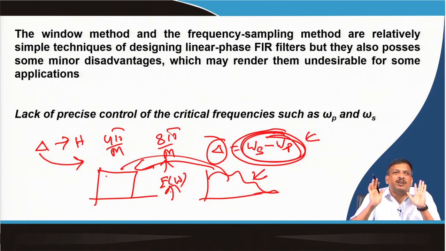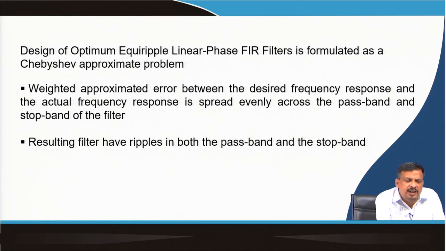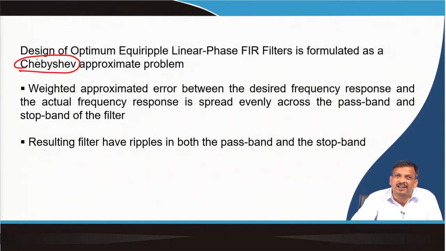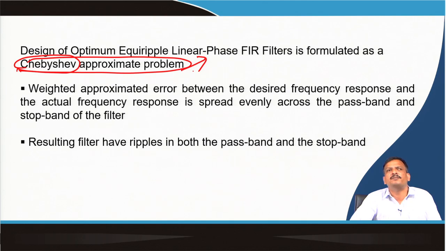That approximation is done using the Chebyshev approximation problem, which is used in mathematics. You have studied the Chebyshev approximation problem in mathematics, used to optimize a distribution approximation. I have a desired distribution and a given distribution, and then I change the parameters so that it is close to the desired one. That approximation is called the Chebyshev approximation problem. The same method is used to design this kind of filter.